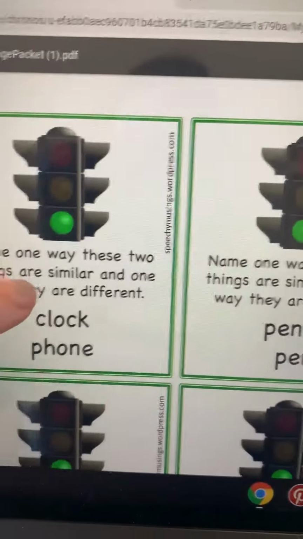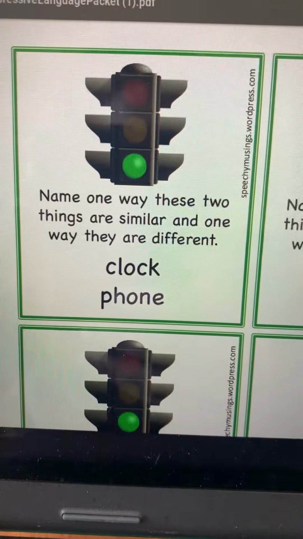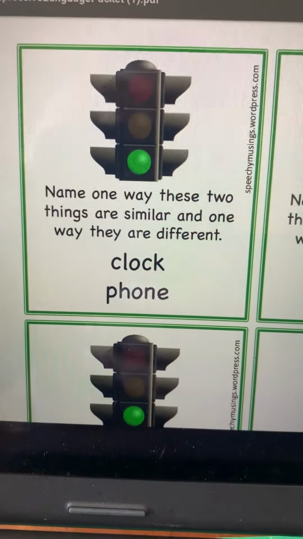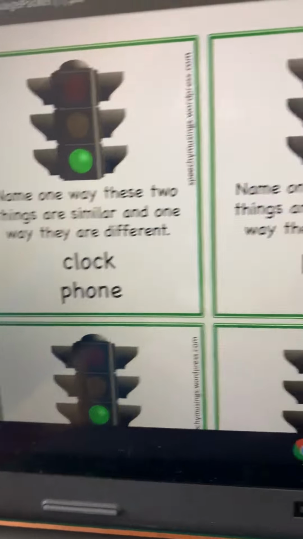All right, do a few more. Again, clock and a phone. They're similar because they can both tell us what time it is and they're both electronics. A clock is something that tells us what time it is, and a phone is something, again, to make phone calls, send messages. But again, can do all of the above.